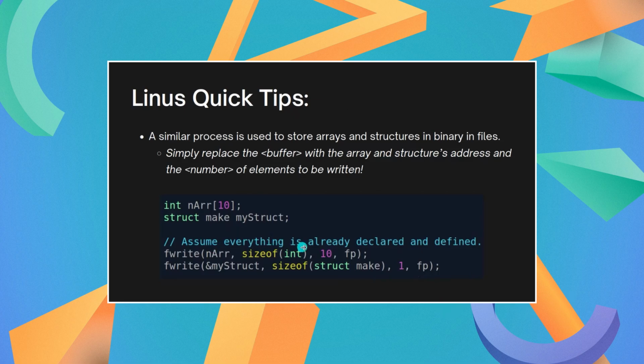So let's assume that everything is already declared and predefined for the values of an array and of course our structure. And instead of having the buffer pointer, we can simply have those as is, because in essence, those are already addresses. And so we can simply input that in our fwrite.